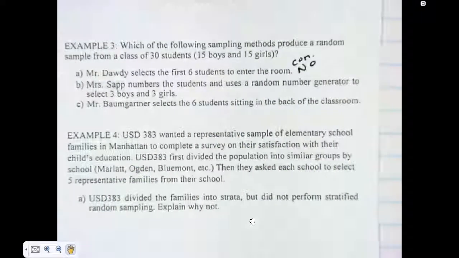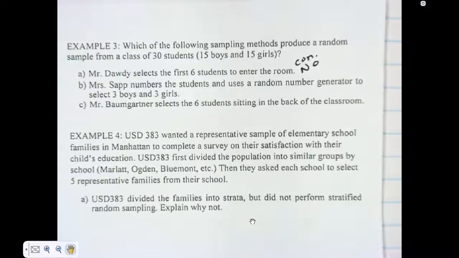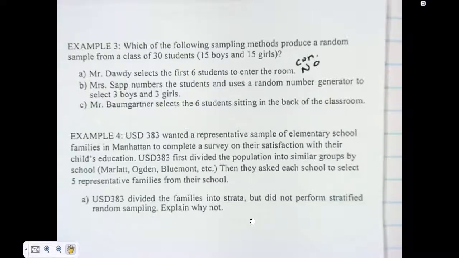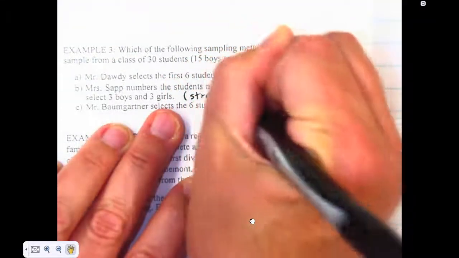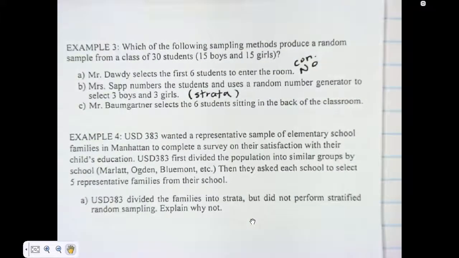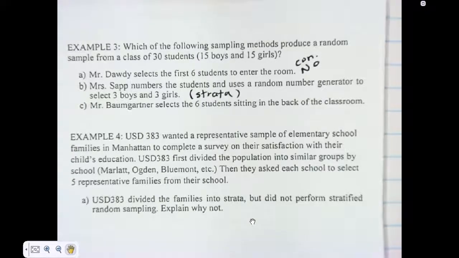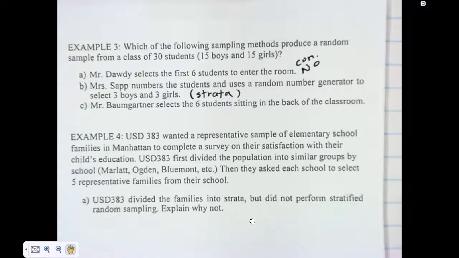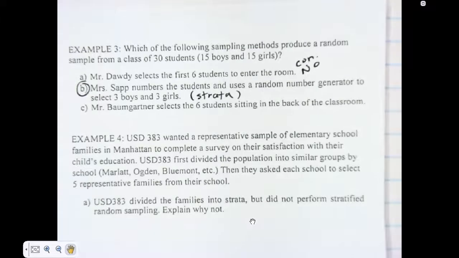Second one, Mrs. Sapp numbers the students and uses a random number generator to select 3 boys and 3 girls. Yeah, that seems random. It looks like she's actually doing a stratified one. So I think that's going to be our go-to, but let's read the third one. Mr. Baumgartner selects the 6 students seated in the back of the classroom. Again, that's not random. That's just whoever is closest, probably convenience. So I think we are right. We're going to go with B. Okay, they took a stratified random sample, and that works out great.